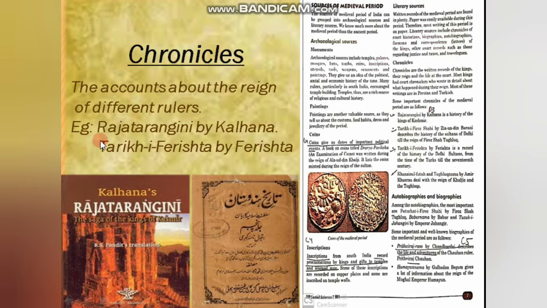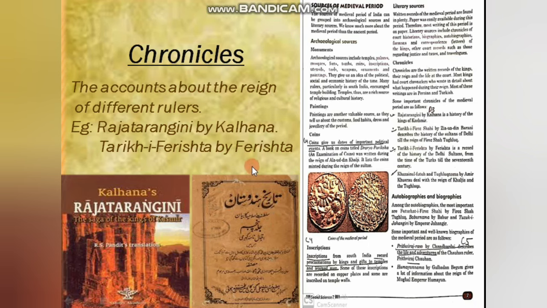Some important chronicles of the medieval period are Raj Tarangani, written by Kalhana. It is a history of the kings of Kashmir. Second, Tarikh-e-Firoz Shahi by Ziauddin Barani. It describes the history of the sultans of Delhi till the reign of Firoz Shah Tughlaq. Next one is Tarikh-e-Firishta. It is written by Firishta. Easy to remember now. It tells the history of Delhi sultans from the time of Turks till the 17th century.